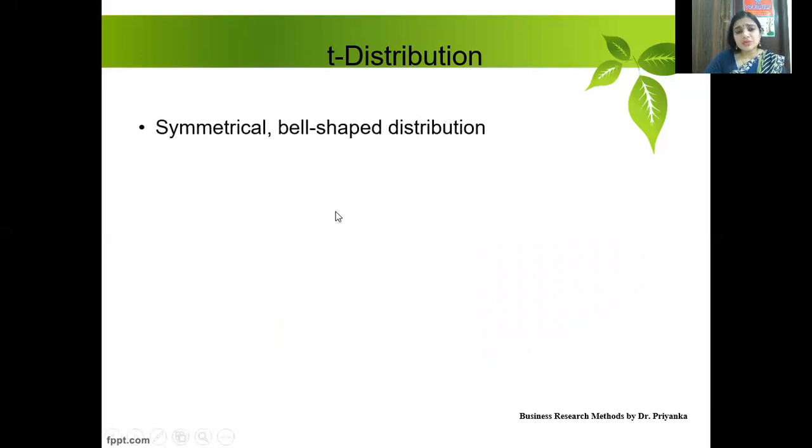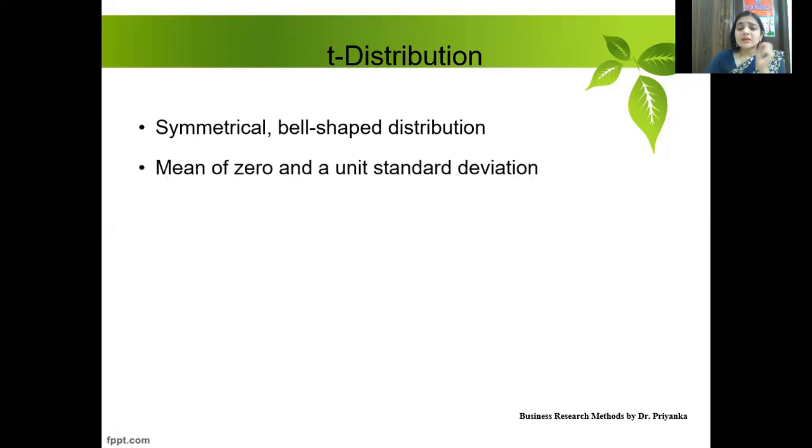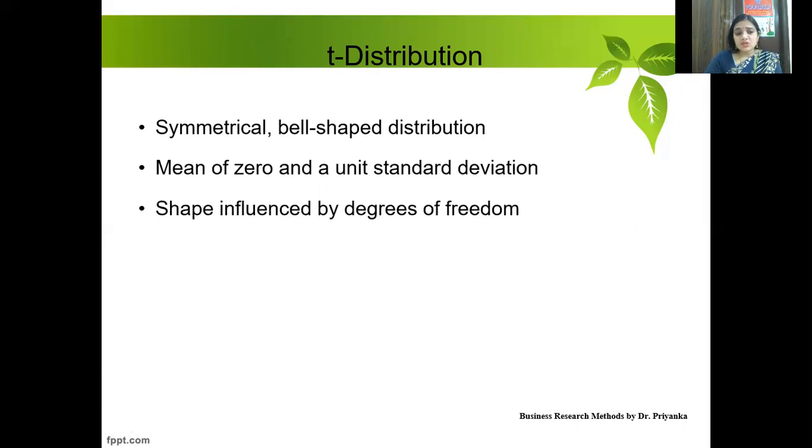T-distribution is generally used when your data is symmetrically arranged. It gives you a bell-shaped distribution, like we discussed in our last presentation, how the sample would be distributed, right? If it is bell-shaped, then you will be going with t-distribution. Another condition is a mean of 0 and a unit standard deviation. If data has 0 mean and 1 standard deviation, then also it qualifies for t-distribution. Then, shape is influenced by degrees of freedom.